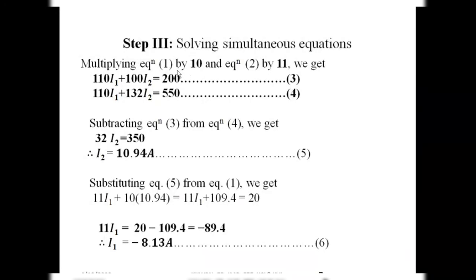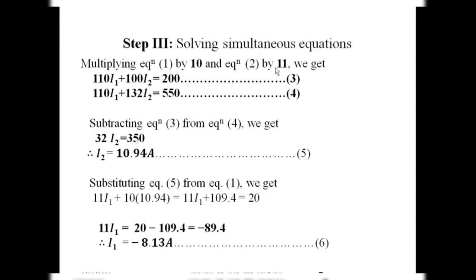So our next step, that is step three, is to solve these two equations, which are simultaneous equations. For that, we have to cancel out one of the terms, I1 or I2. So we will cancel out I1. For that we require multiplying equation 1 by 10 and equation 2 by 11. Then equation 1 will become 110 I1 plus 100 I2 equal to 200. We will call this equation 3.